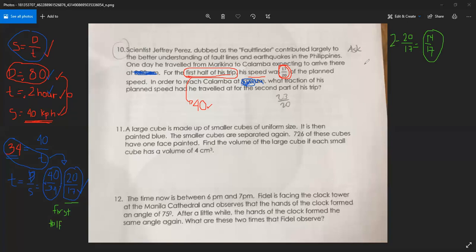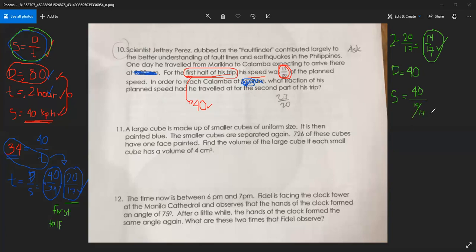So for the second half, the distance will still be 40, simply because the total distance is 80. We already used the first half a while ago, so the second half will only be 40. Now, the question for this green part is what must be his speed to attain this time. Again, using this formula, speed is equal to distance over time. So S now is equivalent to 40 over 14 over 17.